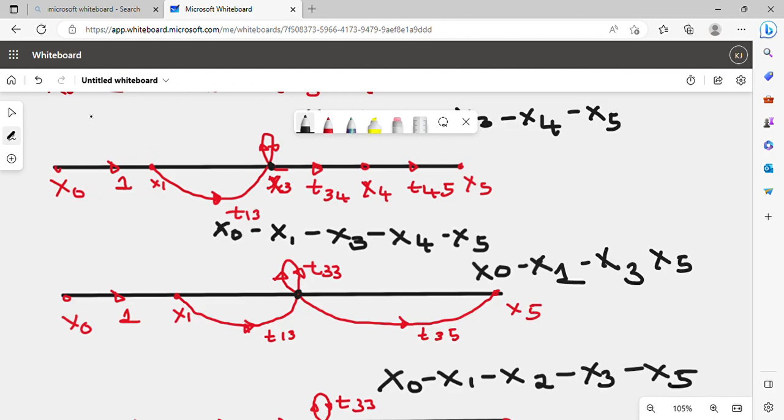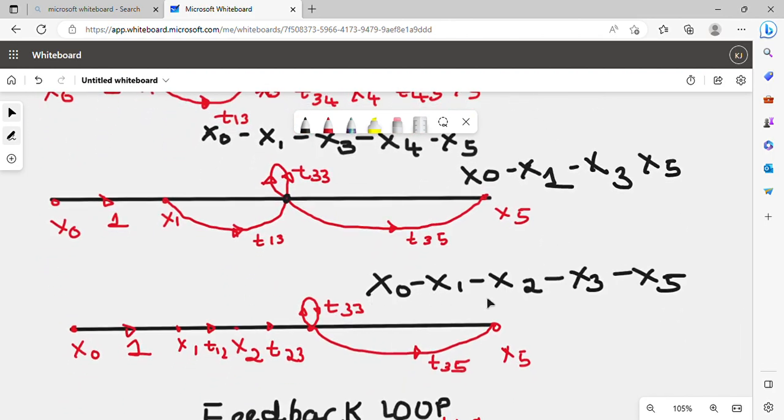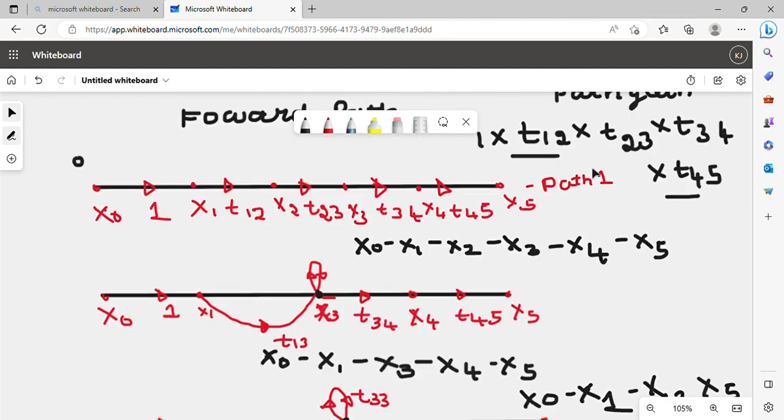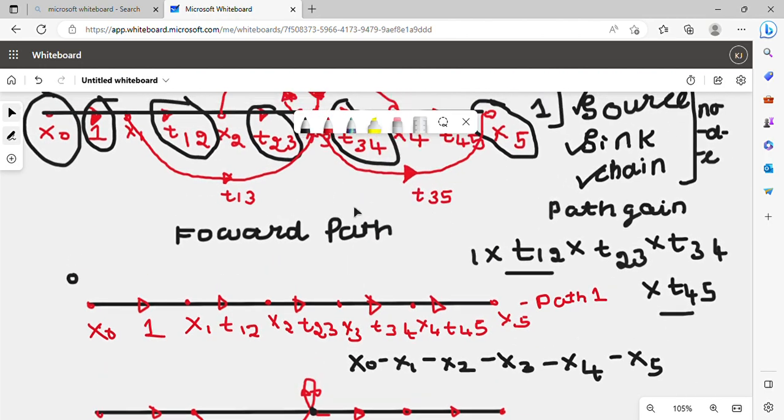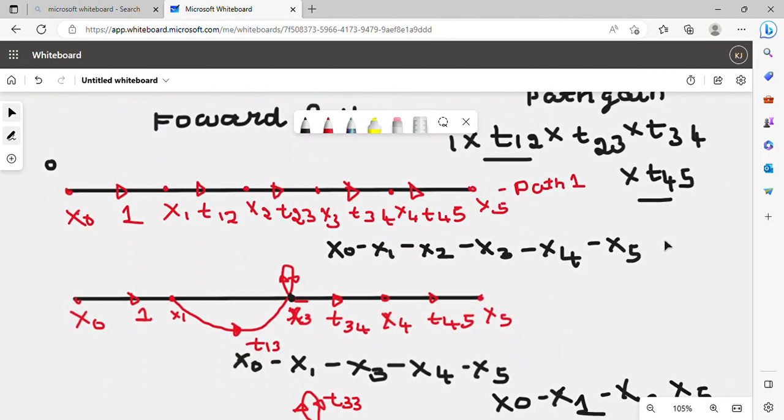So this is x0, x1, and from x1 it goes to x3, and from there it goes to xy. This is my forward path number 3. My forward path number 4 is x0, x1, x2, and once again to x3 and xy. So these are my forward paths, derived from this diagram itself. Using this diagram, we have found that there are 4 forward paths, which we have already identified and written over here, right?